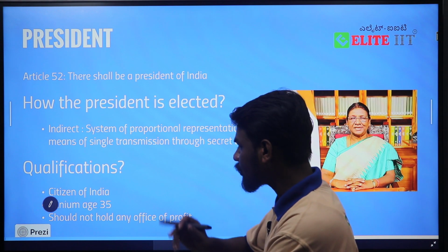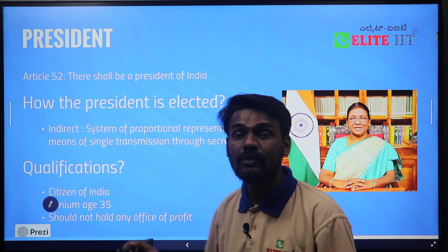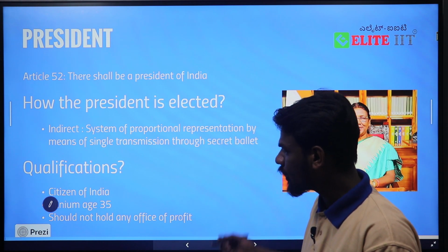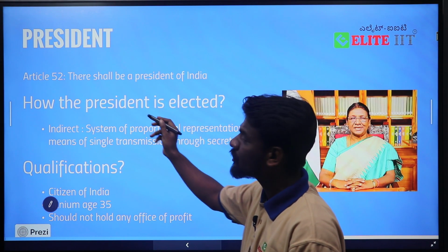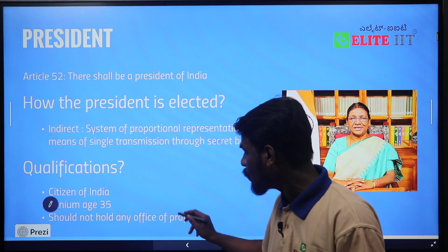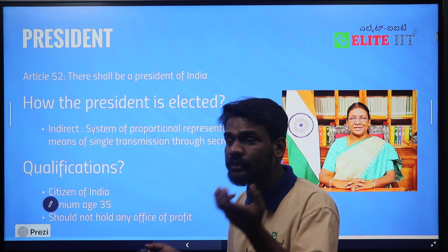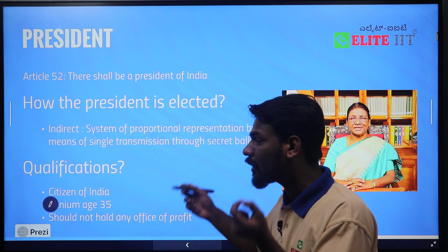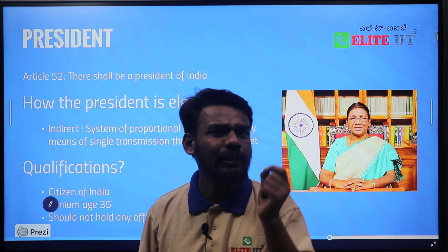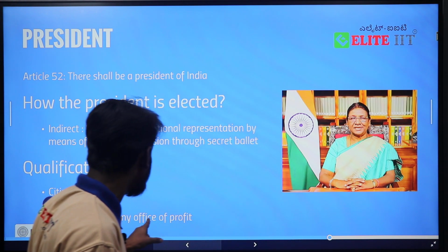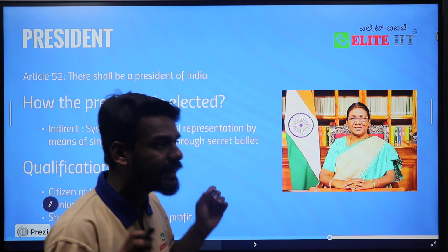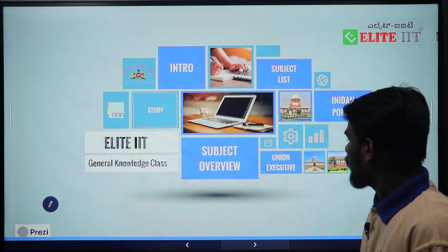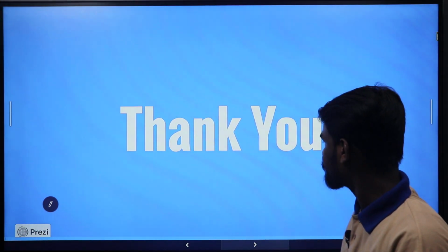Then he or she should not hold any office of profit. What is the meaning of office of profit? Office of profit means the person contesting the election of president should not withdraw any single rupee from a government. If she or he is withdrawing a single rupee from a government, then it is considered as office of profit. Okay, so next concept done.